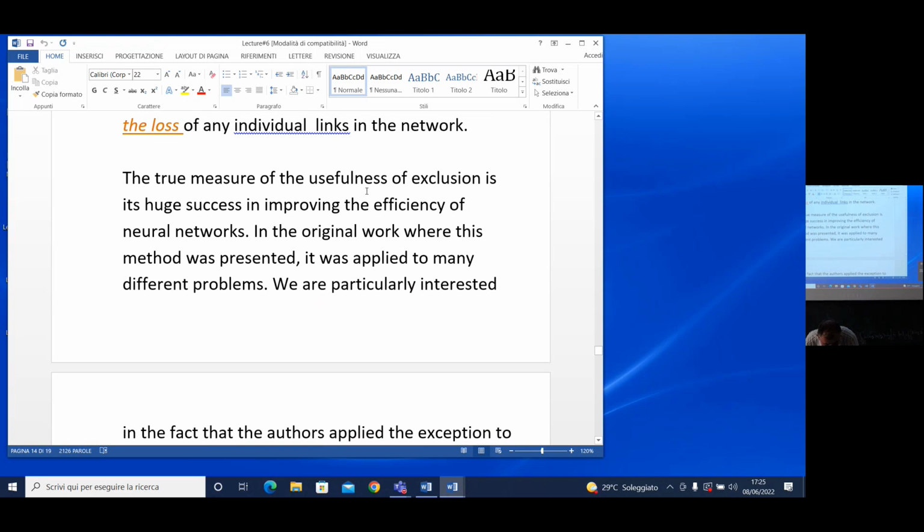The true measure of usefulness of exclusion is its huge success in improving the efficiency of neural networks. Such random exclusions have huge success in real practice because they improve efficiency at a very big rate.